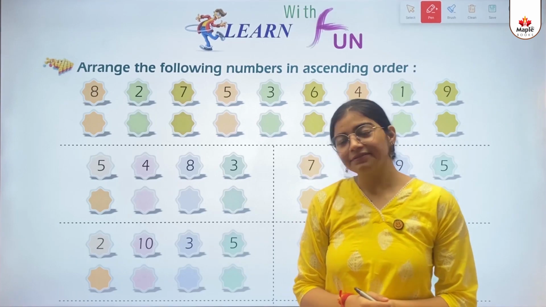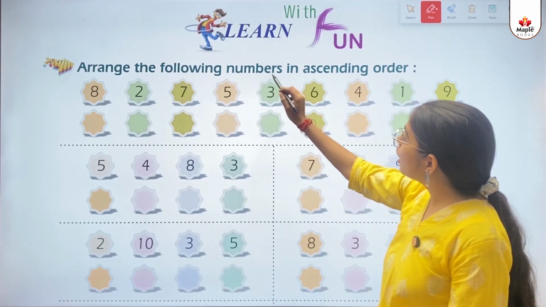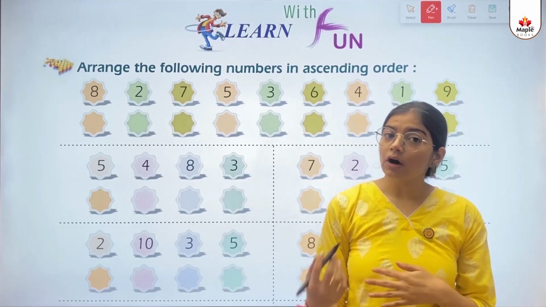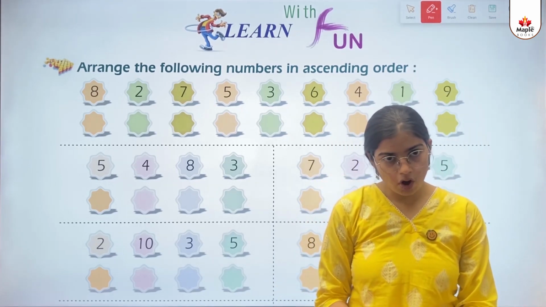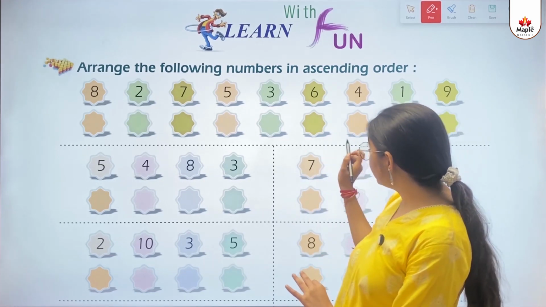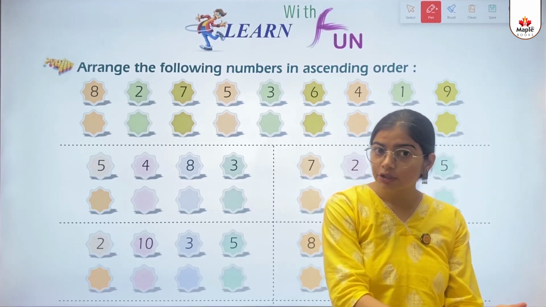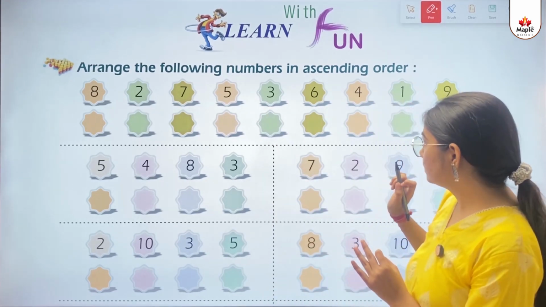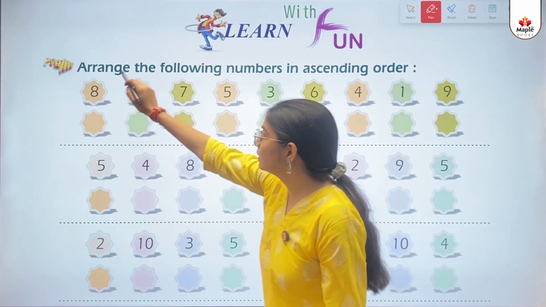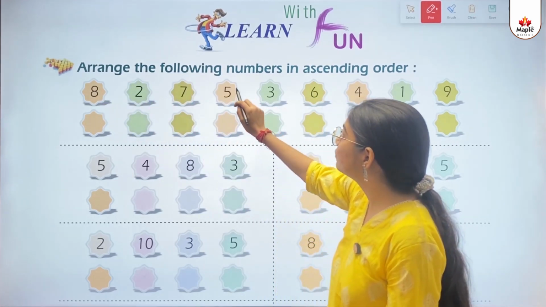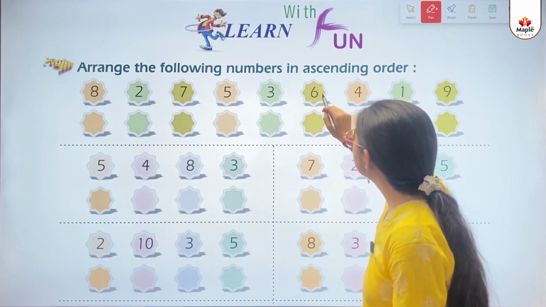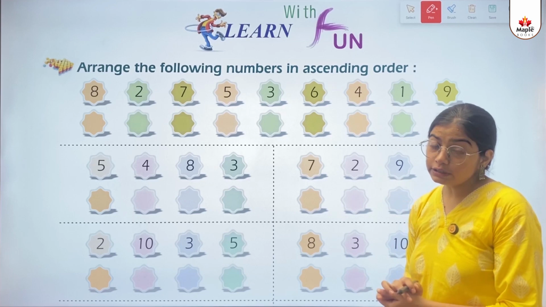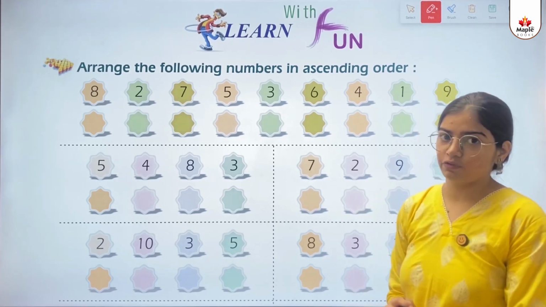Learn with fun. Arrange the following numbers in ascending order. So kids, as I already told you about the ascending order, in this question we will arrange the numbers from the smallest to the greatest. So first we look at all the numbers. There is written 8, then 2, then 7, then 5, then 3, then 6, then 4, then 1 and 9. So tell me which one is the smallest one?